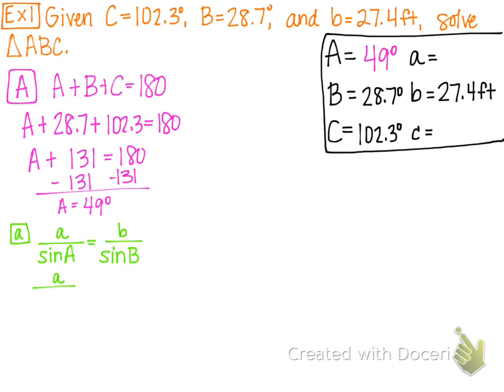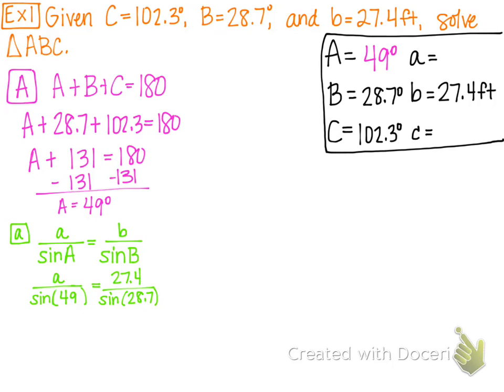So little a over sine of 28.7. And that's equal to little b, which is 27.4, over sine of big B. No, excuse me, I plugged in wrong. This should be 49 because we found that. Sorry. Then we have 28.7.